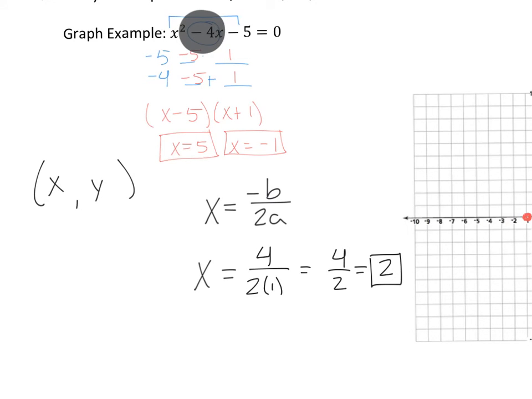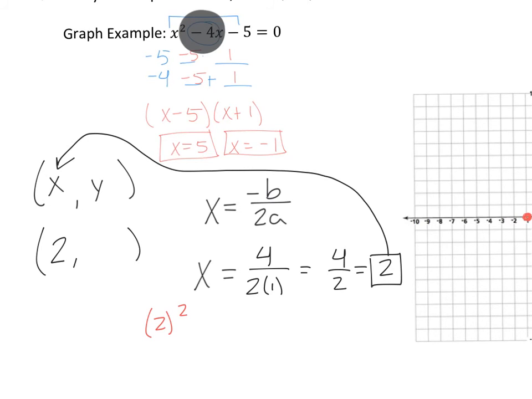Now that is only the x value. This is only the x value of my coordinates. So if you think about it, all I have is 2 comma something. I need the y value in order to plot a coordinate point. So what we need to do now is take our 2 that we have already for x and just plug it into the equation. So if I plug it into the equation above for x, it becomes 2 squared minus 4 times 2 minus 5 equals 0.